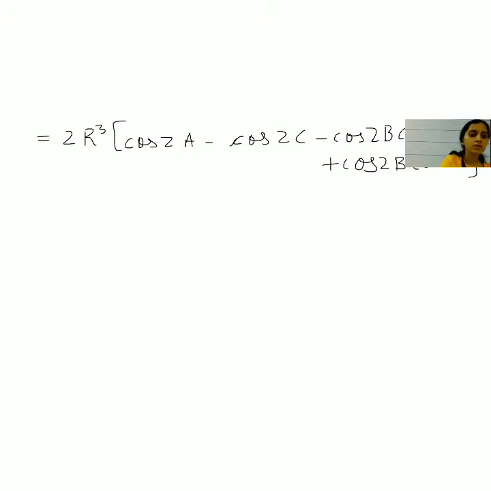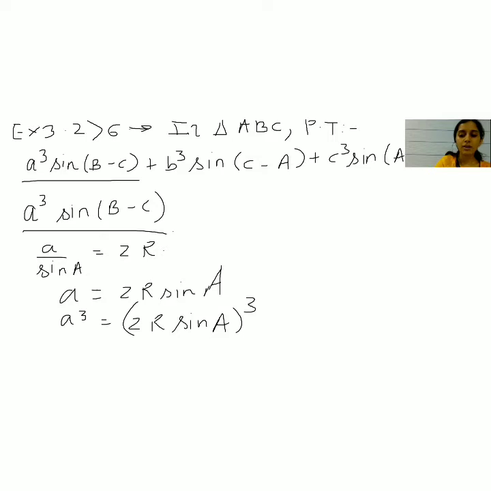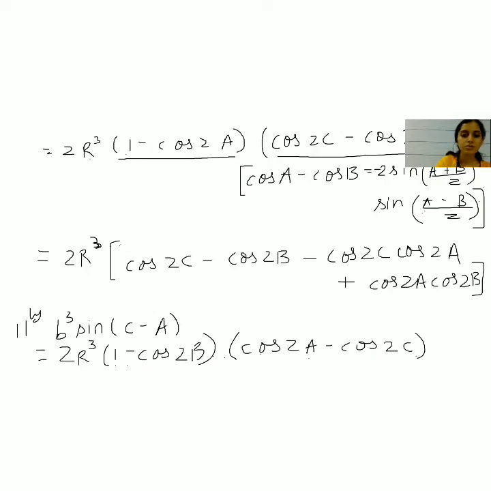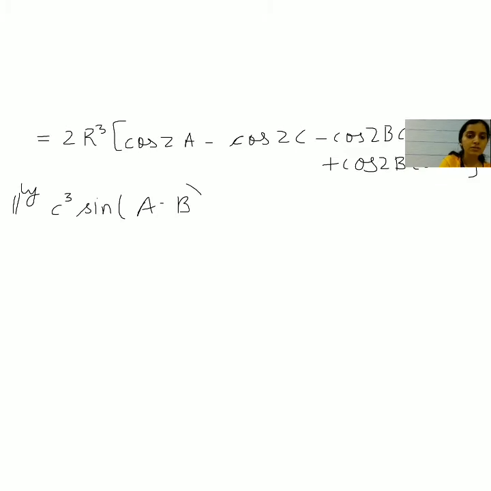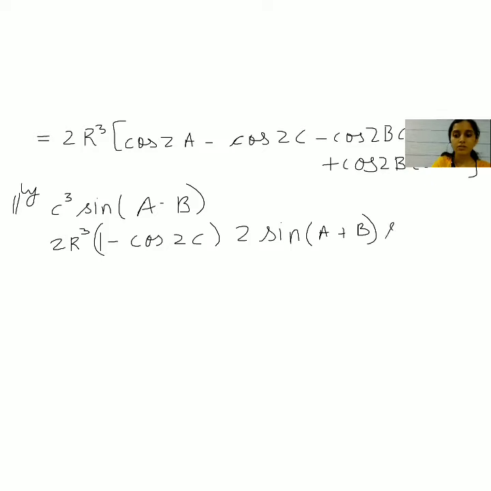Okay. Similarly, we can write for the third term, c cube sine of a minus b. So this can be given by 2r cube, which then we'll have 2 sine square c, that is 1 minus cos 2c. And we'll have 2 sine c, sine a minus b, that is 2 sine of a plus b, sine of a minus b.